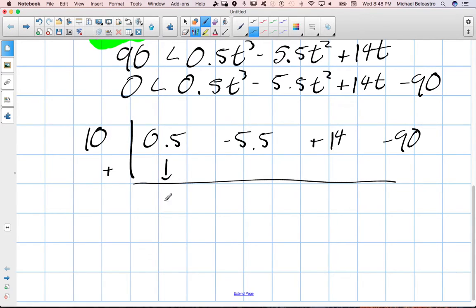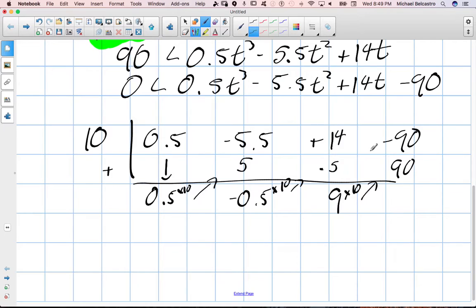So we bring down 0.5, multiply it by 10, and we get 5. 5 plus negative 5.5 is equal to negative 0.5. We multiply that by 10, which gives us negative 5. Negative 5 plus 14 will give us 9. Yes, that works. And we multiply that by 10 and we get 90. And our remainder is 0. Perfect. We know that's a proper factor.